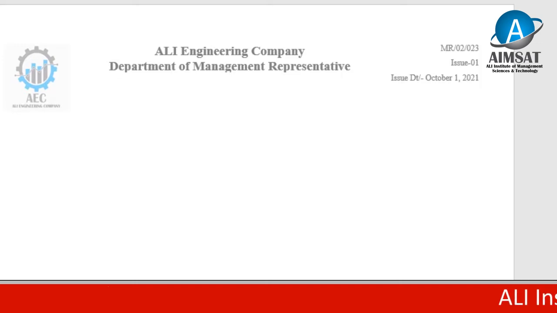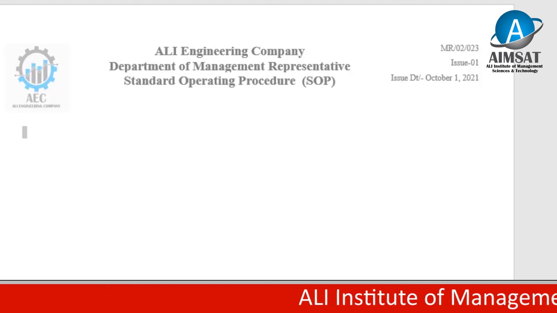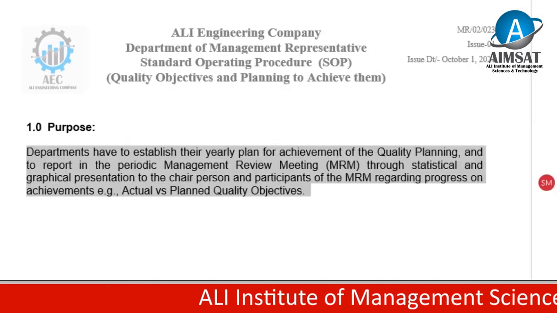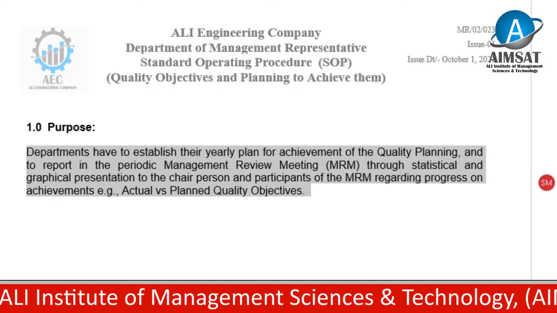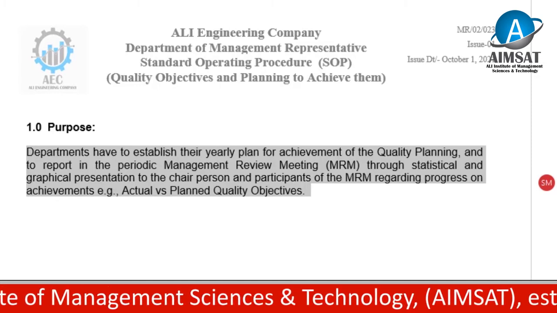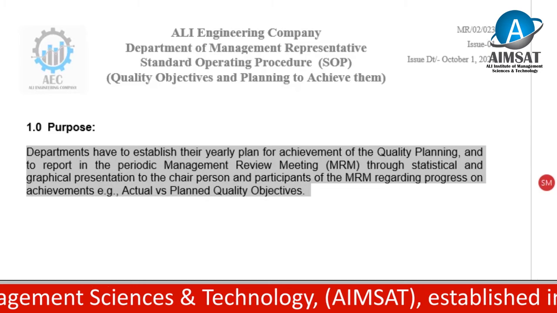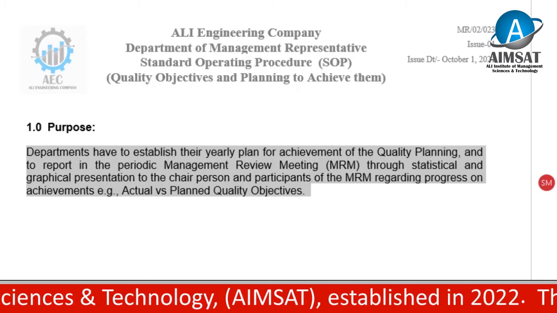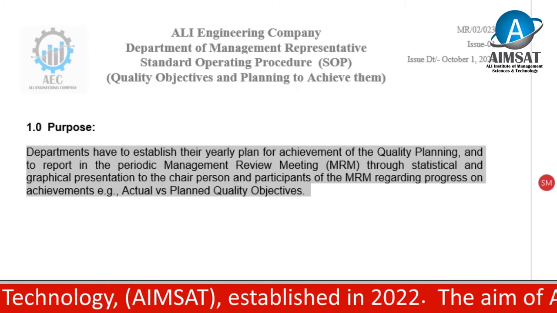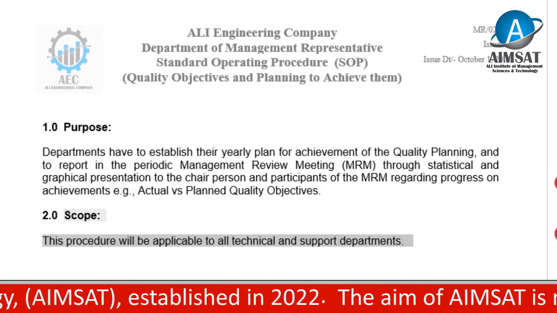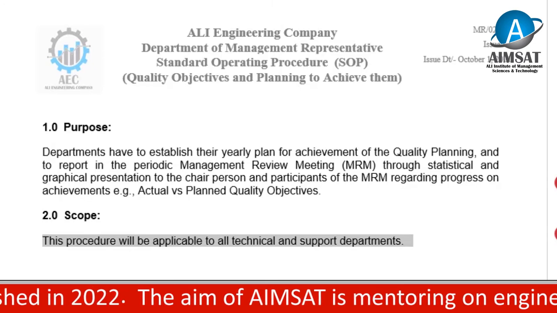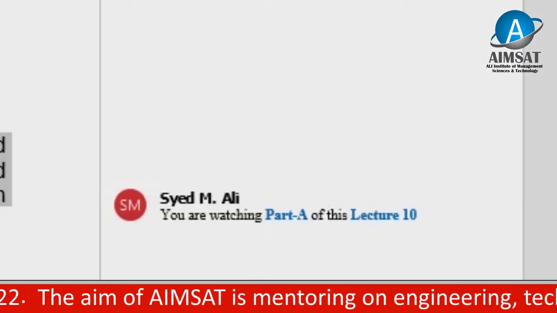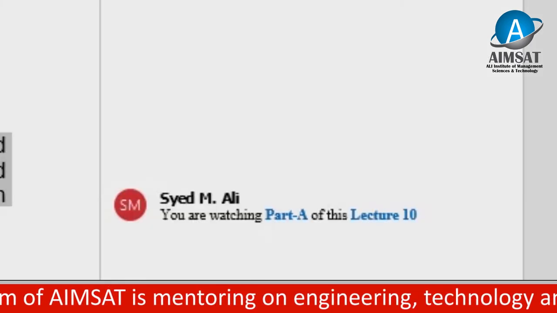Welcome to lecture 10 part A, Standard Operating Procedure (SOP) for quality objectives and planning to achieve them. Purpose: departments have to establish their yearly plan for achievement of the quality objectives and to report in the periodic management review meeting (MRM) through statistical and graphical presentation to the chairperson and participants of the MRM regarding progress on achievement, actual versus planned quality objective. You are watching part A of this lecture 10.